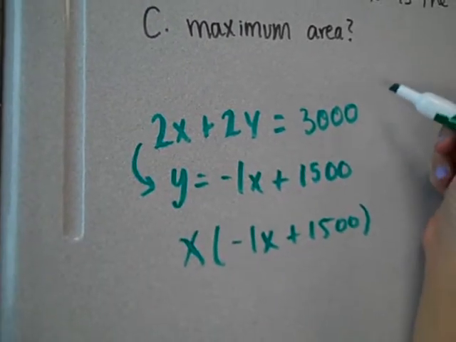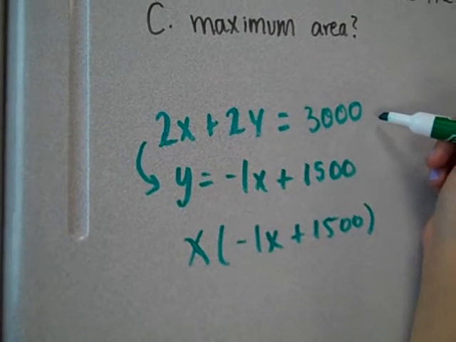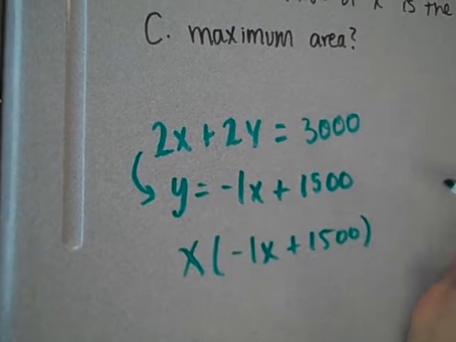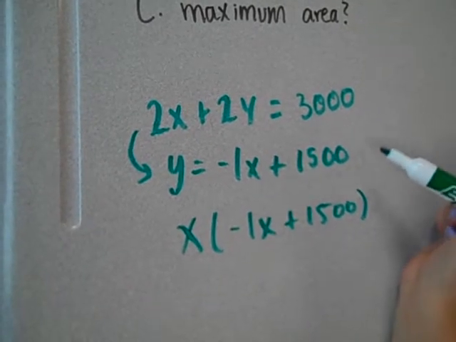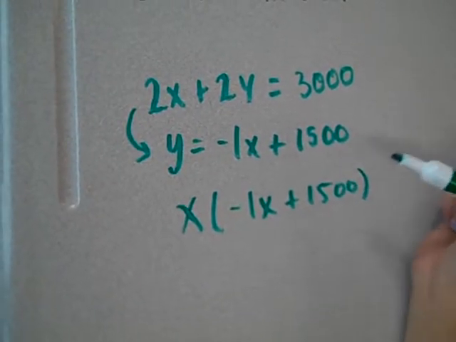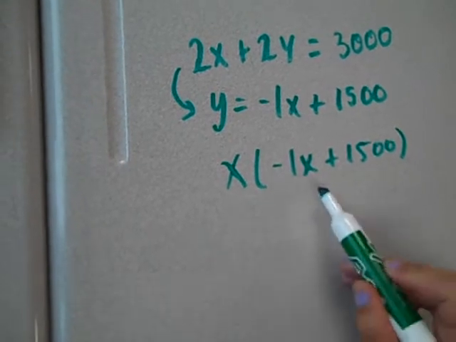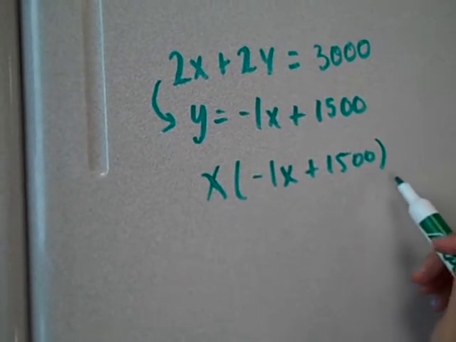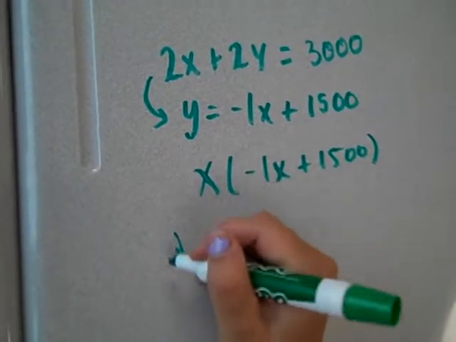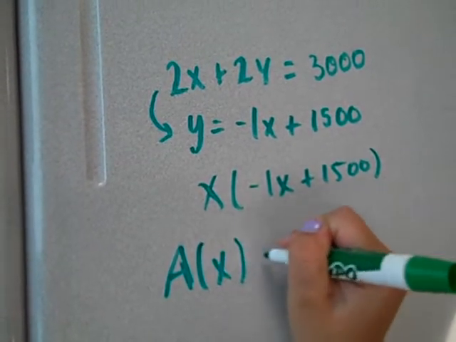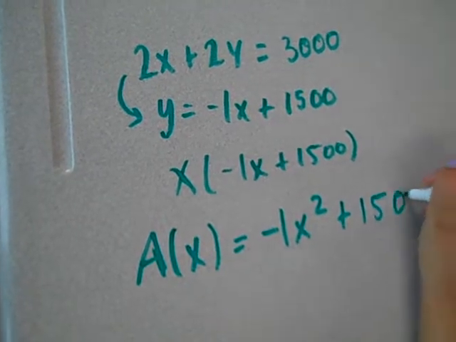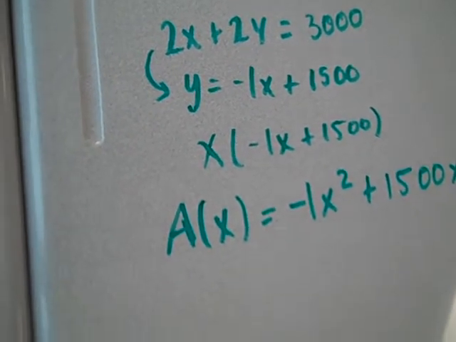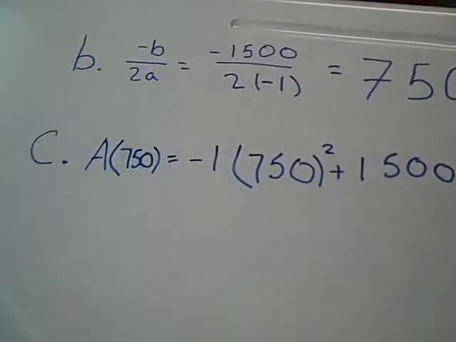So this is the starting equation: 2x plus 2y equals 3,000, and we change it to y equals -1x plus 1,500. And to find area, you have to do y times x. So we have x times (-1x plus 1,500). So the area of x equals -1x squared plus 1,500x. Okay? And then that's the answer for A.